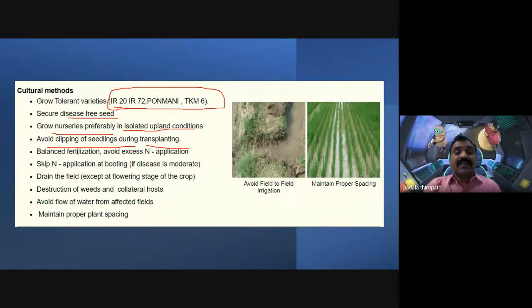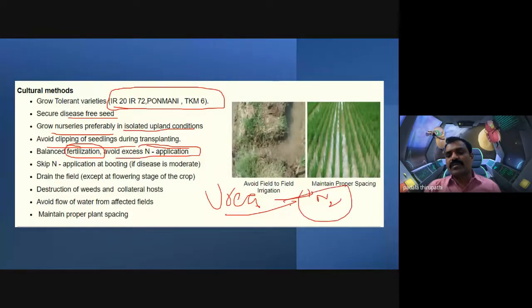At the same time, we should follow the suggestions of the agriculture officers. That is balanced fertilization, so avoid excess nitrogen application. Whenever we use urea, urea contains nitrogen, and the nitrogen content is more than other nutrients. So whenever we apply nitrogen fertilizer without taking the suggestion of the agriculture officer, it is very harmful to the crops. So we should skip the fertilizer whenever we observe this disease in our crop. We should avoid nitrogen content fertilizers.